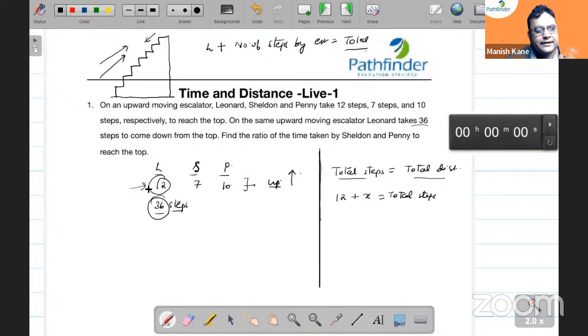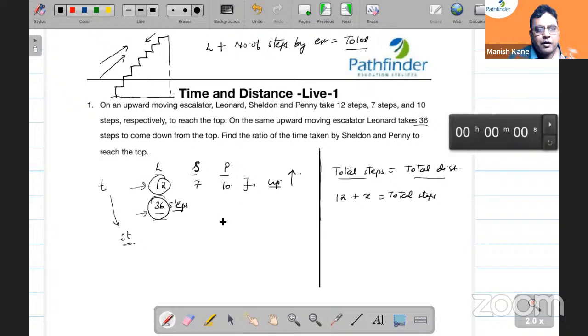In the second case, Leonard walks 36 steps. So the time taken must be 3 times. Because for 12 steps, if he takes t seconds or t minutes, then for 36 steps, Leonard will take 3t seconds. There is a linear relation between the distance covered and the speed. In this case, 12 steps and 36 steps.